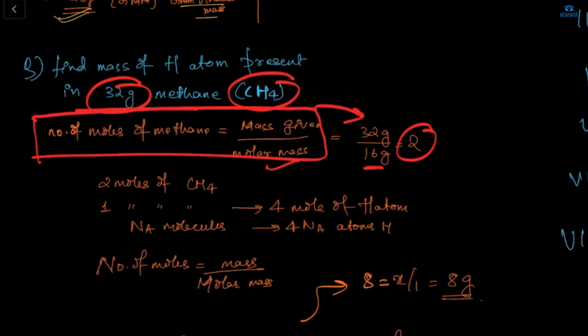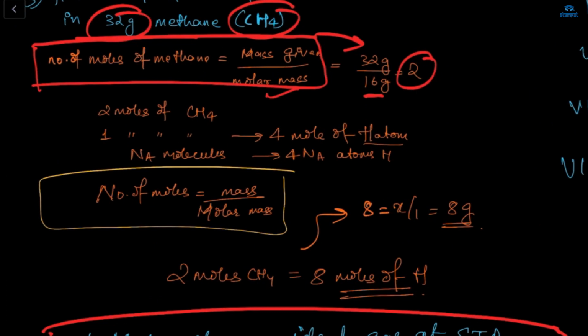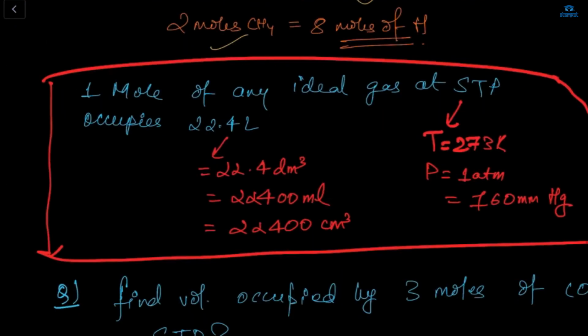How will we find it for 1 mole? In 1 mole, 4 moles of H atoms will be there. It means 4 Avogadro number. And you already know the formula that number of moles is equal to mass upon molar mass. So the number of moles you already got, which is 8. Mass you don't know. And the molar mass is 1. So we will cross multiply and the answer will be 8 grams. So in 2 moles of methane, there will be 8 moles of hydrogen.